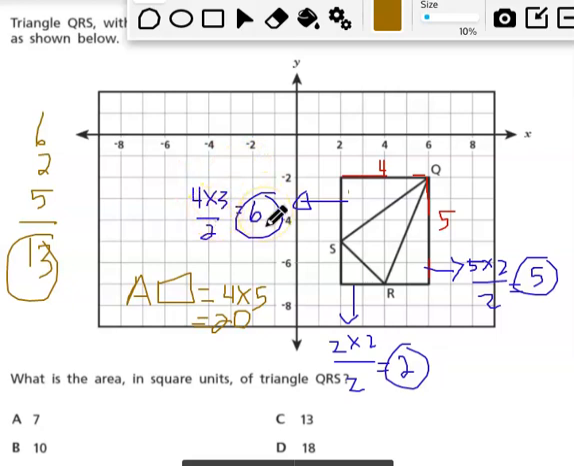You get 6. Here it's 5 times 2. Divide by 2 because it's a triangle. So that's 5. This side is 2 times 2, divided by 2 is 2. You add them all up, it's 13. So therefore, 20 minus 13 is 7. So the area of this triangle is 7. Right? You have to take out each piece. It's all over the place, but you could organize it more.